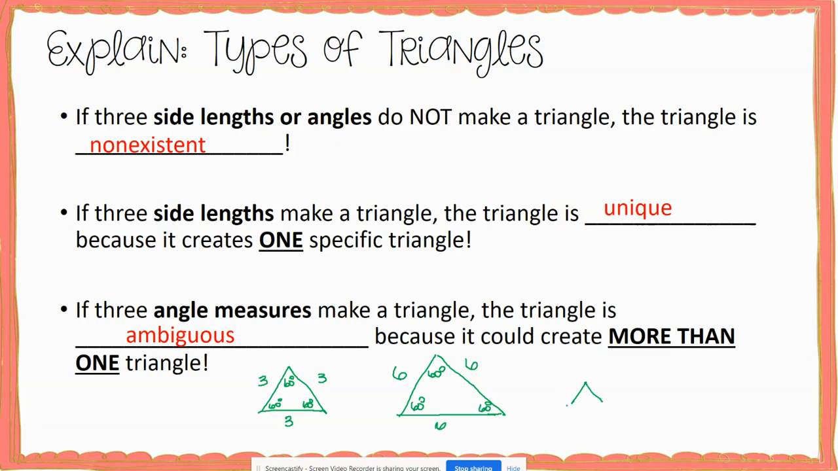I could even make it smaller. If all of these side lengths were 1, all of my angle measures would still be 60. So whenever we have angle measures that make triangles, we call it ambiguous because I can create an infinite number of triangles, but I do know that this is a triangle because I know that the angles will create a triangle. I just don't know which unique triangle I am referring to.